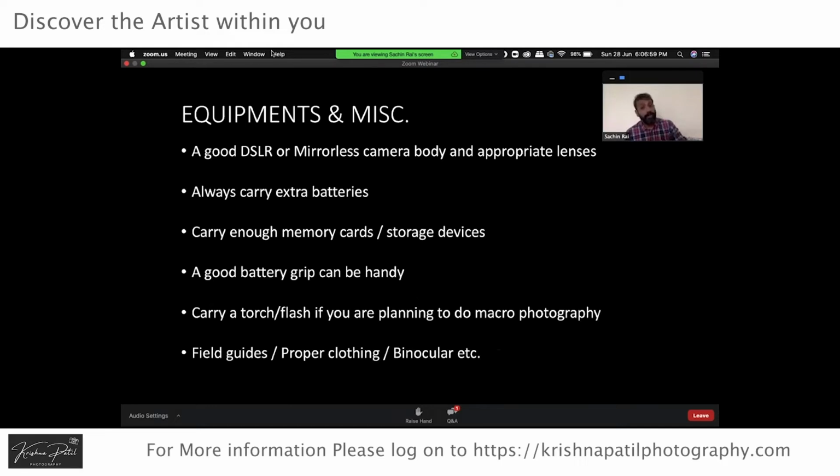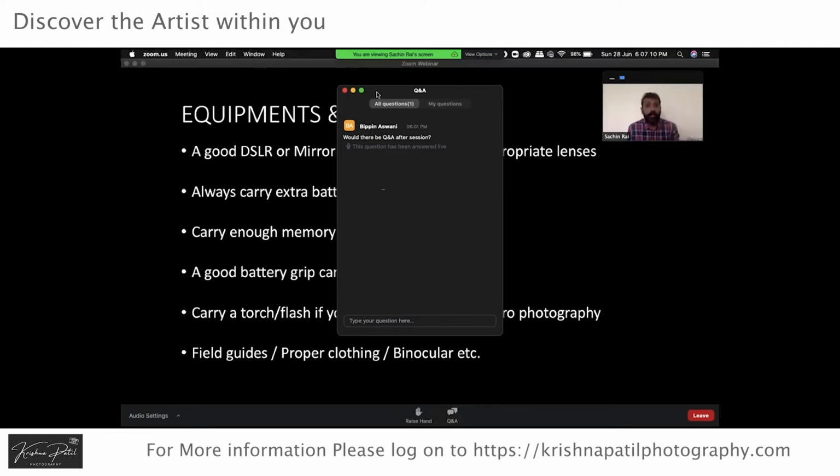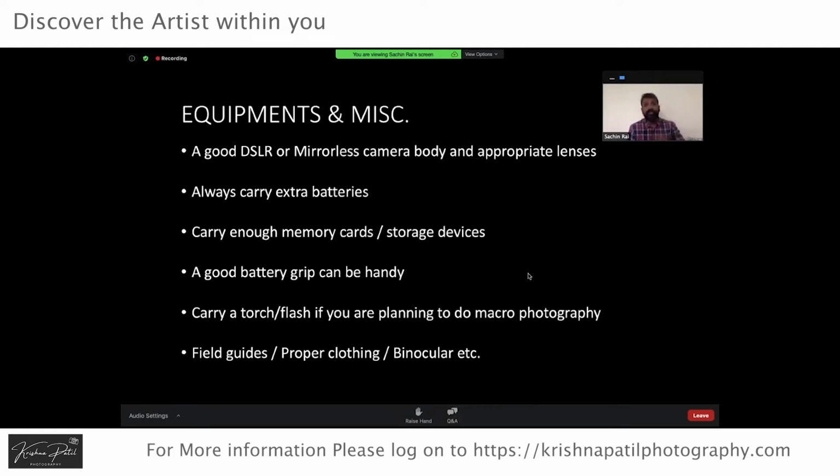Carry a torch or flash if you're doing macro photography. Field guide means reference books. If you are into birding, then you carry a bird book. If you are into mammals, you carry a mammal book. If you are into frogs, there are a lot of frog books available, snake books available, scorpion books available. There are enough butterfly books available.